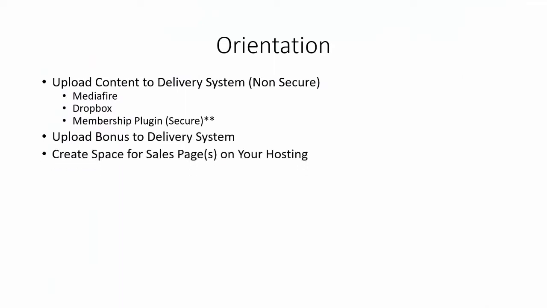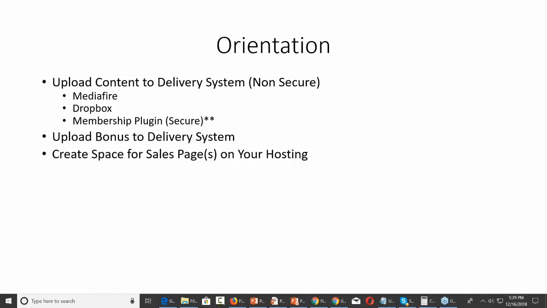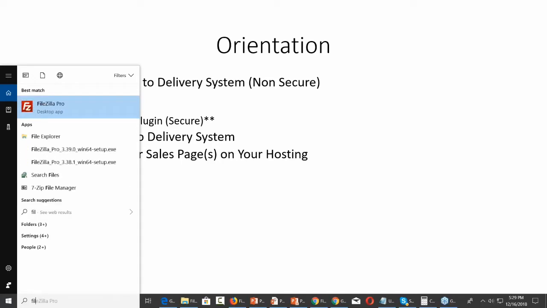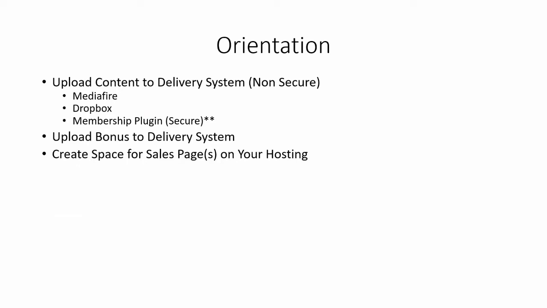Now, one of the other things you're going to need to do is create space for your sales pages on your hosting. You remember I talked about the fact that we're not going to get a separate domain for each product. If you're going to have multiple products, you're going to be using one domain name. Again, that might not suit your marketing plan, but in most cases, when you're getting started, the easiest way is to use one domain and use subdirectories. I'm going to show you how to do a subdirectory right now.